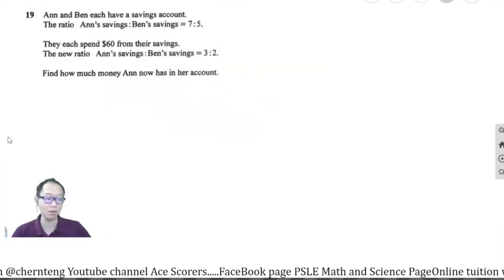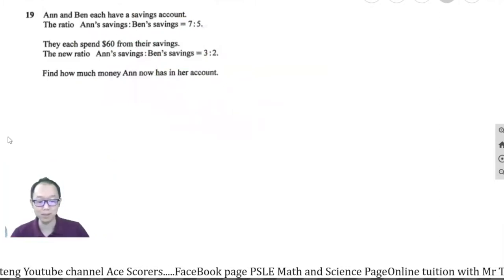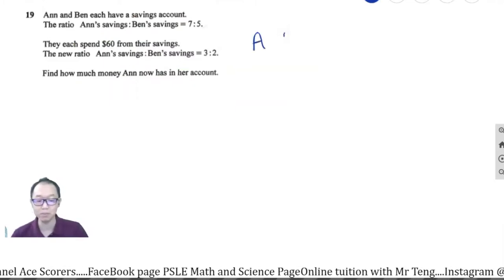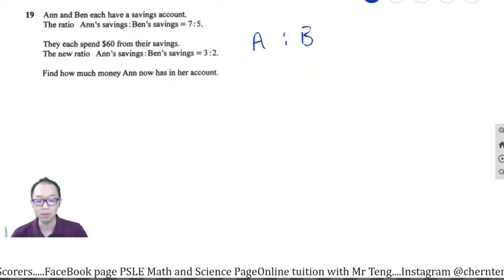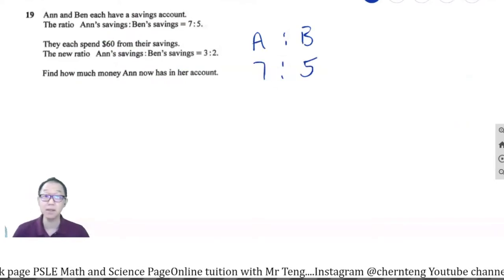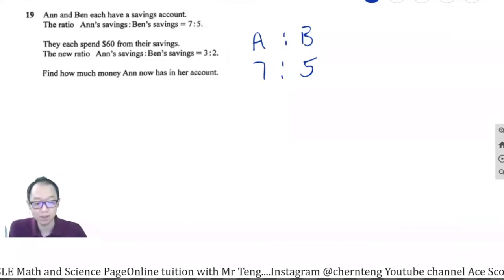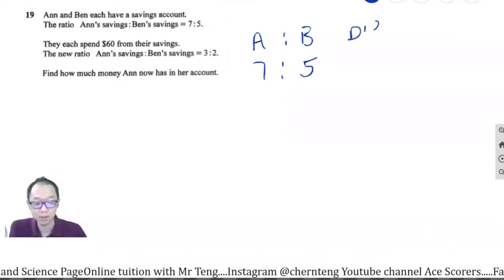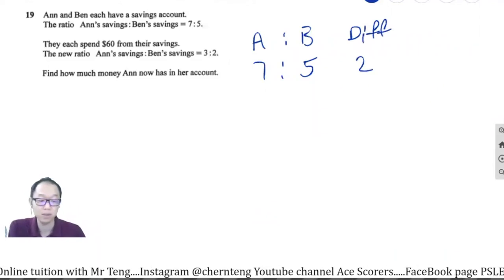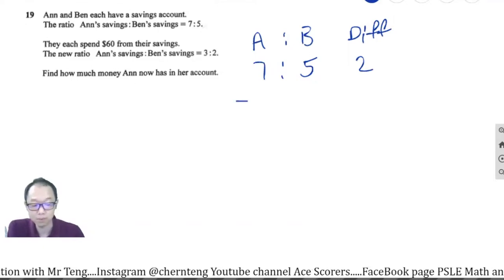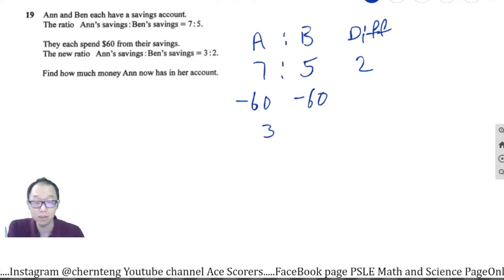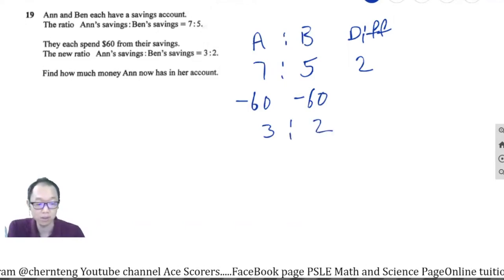Okay, let me show you how we can easily use the P6 method to do this. So we have A is to B. At first is 7 is to 5. So this is initial. Now, what is the difference? I want to set up another category. So 7 minus 5 is 2. The difference is 2. Now, both of them take away $60. You're left with 3 is to 2. Now, the difference here is 1.